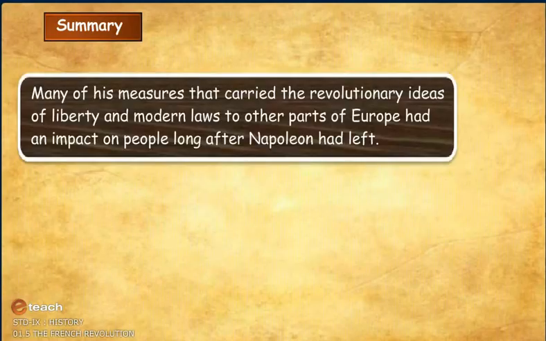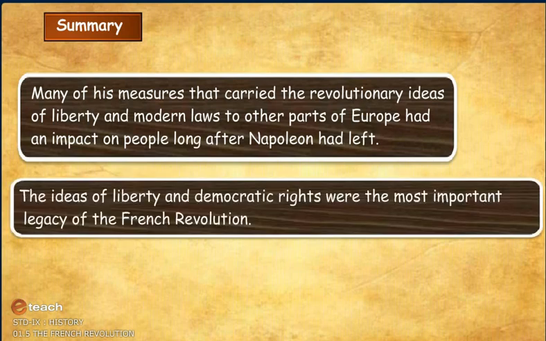Summary. Many of his measures that carried the revolutionary ideas of liberty and modern laws to other parts of Europe had an impact on people long after Napoleon had left. The ideas of liberty and democratic rights were the most important legacy of the French Revolution.